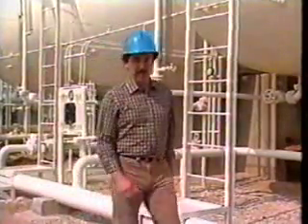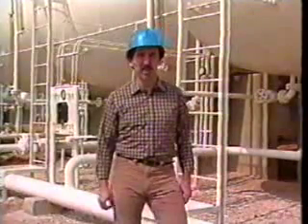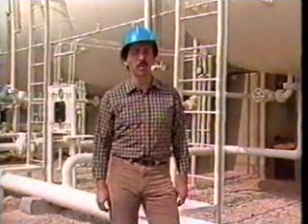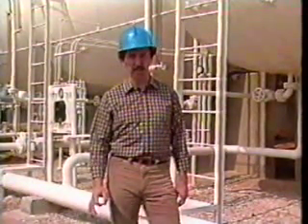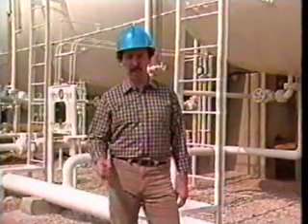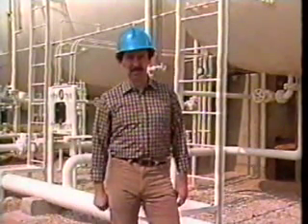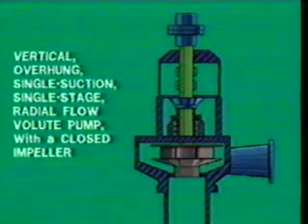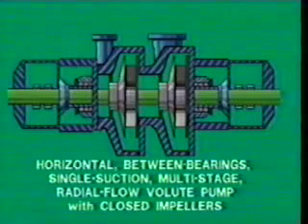We've got a lot of terms, right? And one by one, we can understand each. That's important to remember because a specific centrifugal pump is classified by which terms are applied to it. For example, a vertical overhung single-suction, single-stage radial flow volute pump with a closed impeller. That's one centrifugal pump. Another one is this one. A horizontal between bearings, single-suction, multi-stage radial flow volute pump with closed impellers.